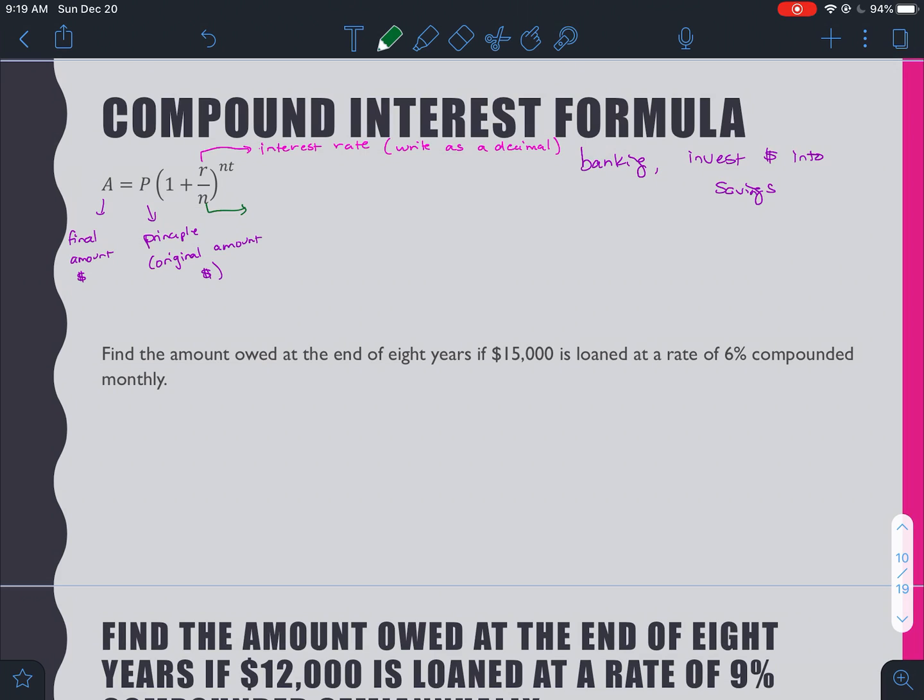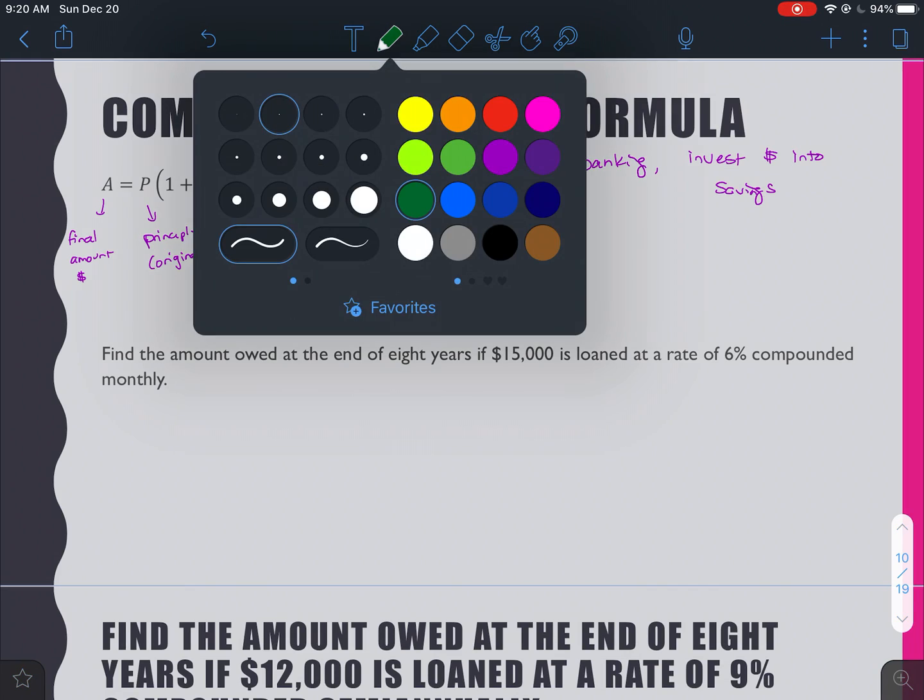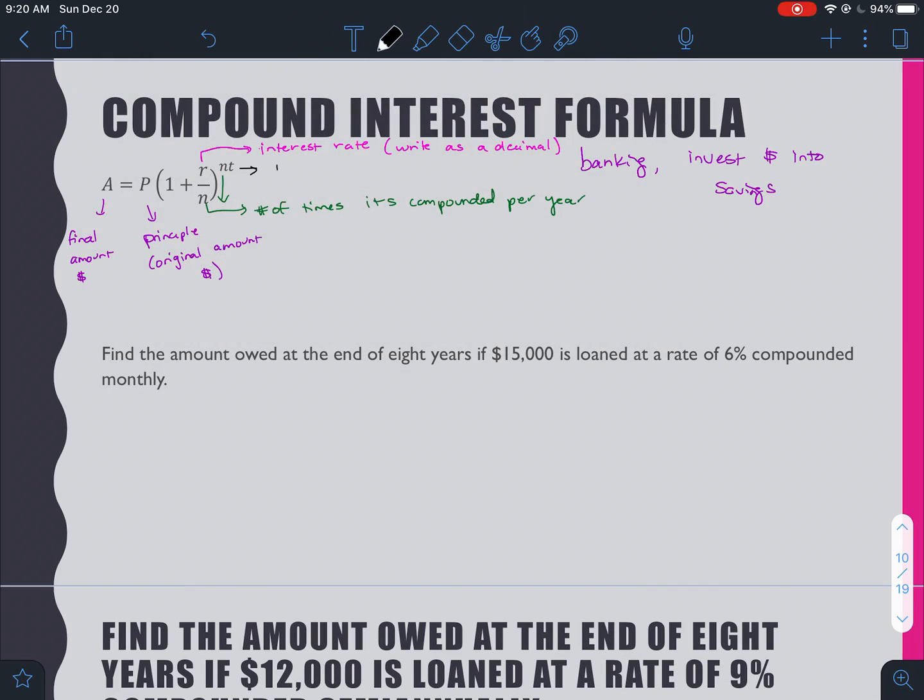N is how many times it's compounded per year, meaning how many times that interest is taken per year. Let's say you had an account that earns 12% interest and it's compounded monthly. That means you get part of that interest every month. So you would take 12% divided by the 12 months, and that means you earn 1% interest every month on the account. So N is the number of times your investment is compounded per year.